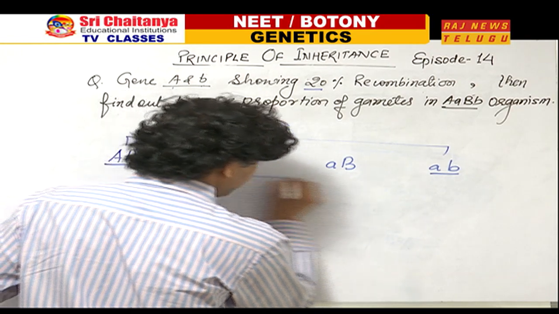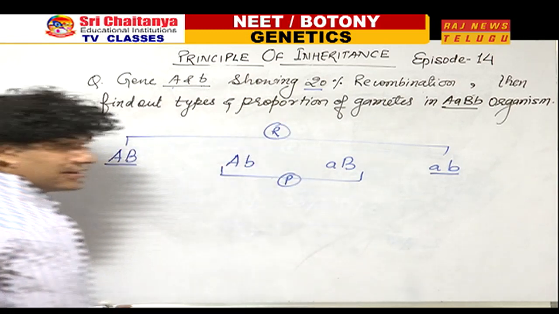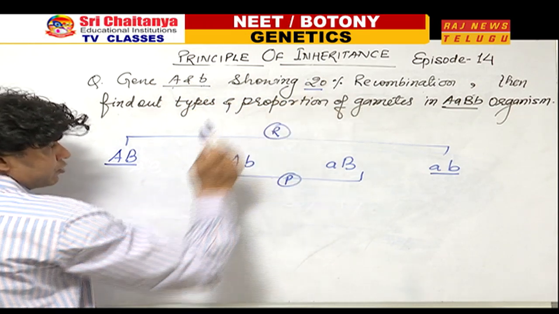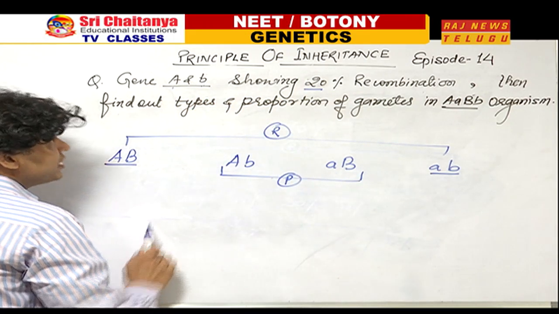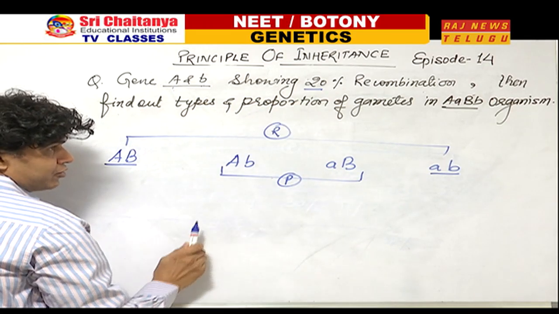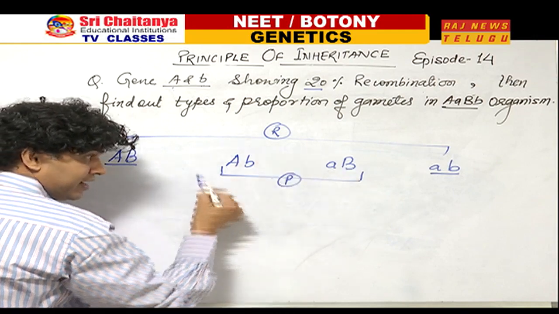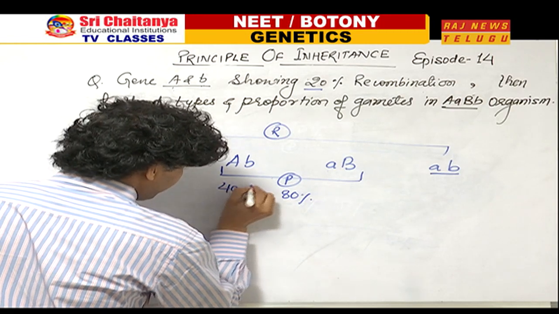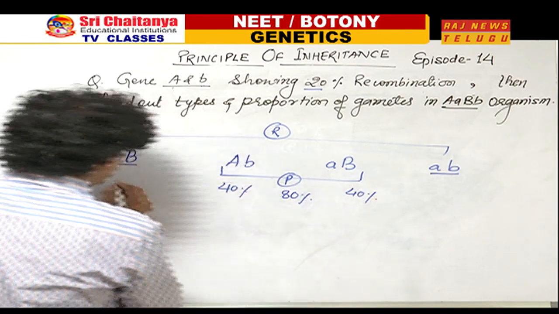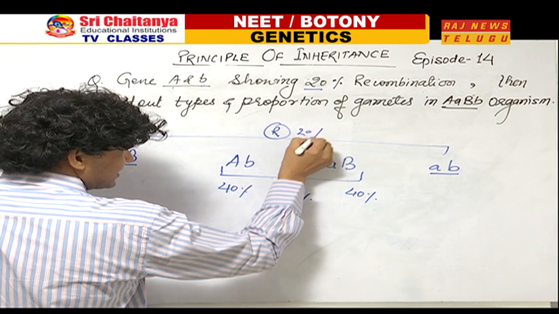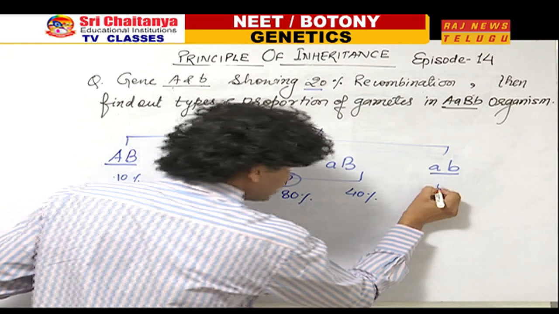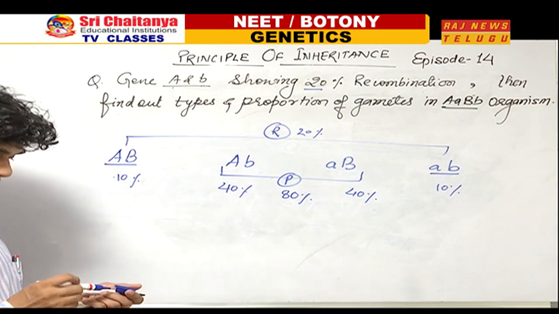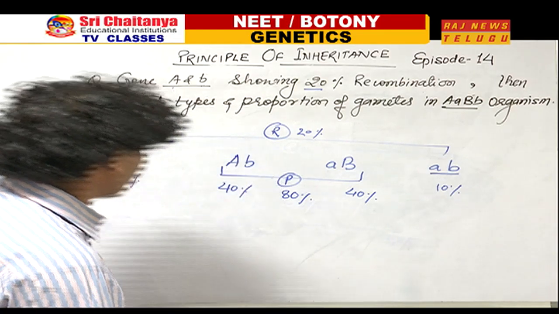And capital A, small b and small a, capital B are the parental gametes. So what is written here, that is a matter. Capital A, capital B showing 20% recombination, it means these are parental now. If capital A small b showing 20% recombination, it means capital A small b and small a capital B are the parental. So parental combination would be here 80%. It means this one 40%, this one 40%, this one recombinants are just 20%. It means this is 10% and this is 10%. This is the type. Means very easy type of questions. Just need a concept and a dedication.